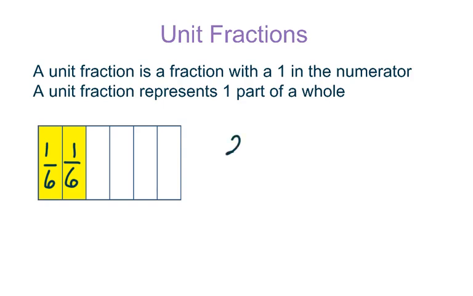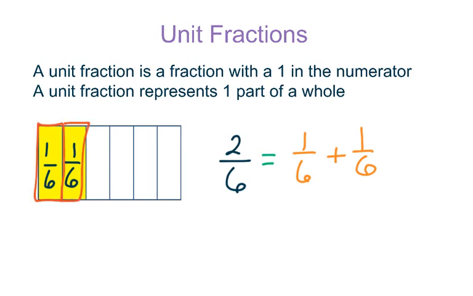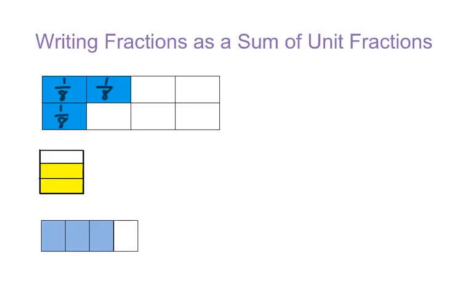We have 2/6 that are shaded in, and this 2/6 could be represented as 1/6 plus 1/6. These are our 2 unit fractions that we're adding together. We see them in our picture as each of these pieces, 1/6 and 1/6. So that would be representing 2/6 as the sum, which is addition, of unit fractions. And these are our unit fractions because they have our 1 in the numerator.